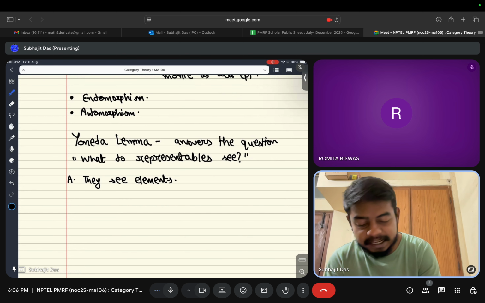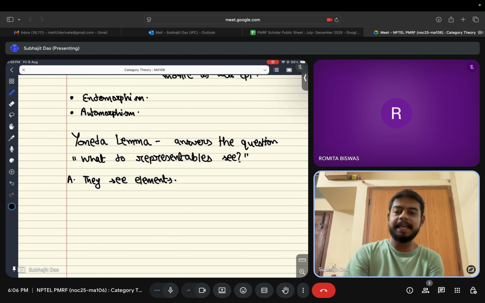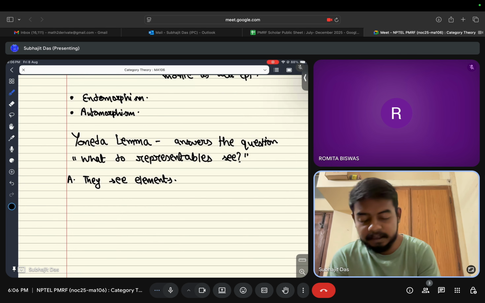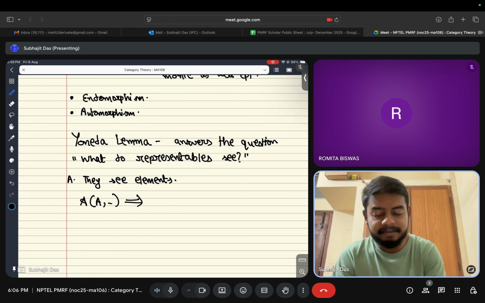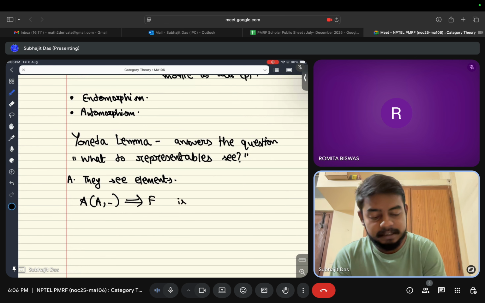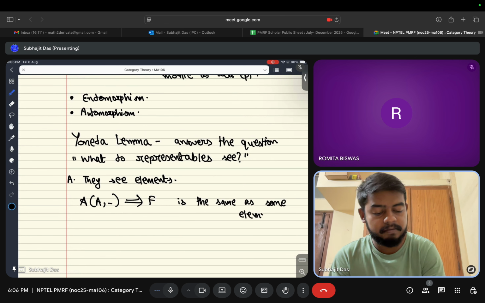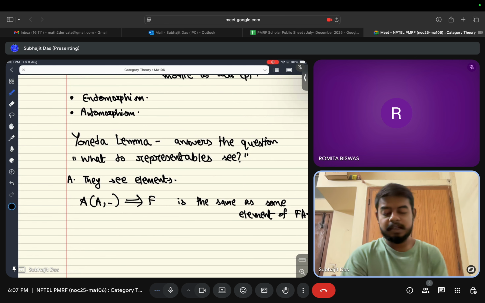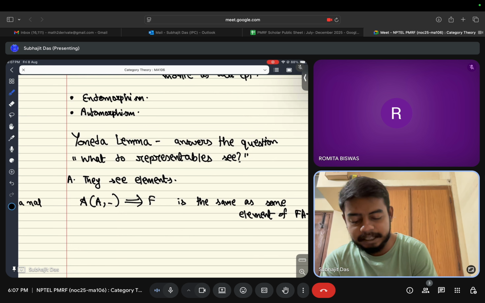It says that given a category A, an object A in it, and a functor F from A to Set, a natural transformation from this representable functor to F is the same as some element of the set F(A). This is what the Yoneda lemma says.